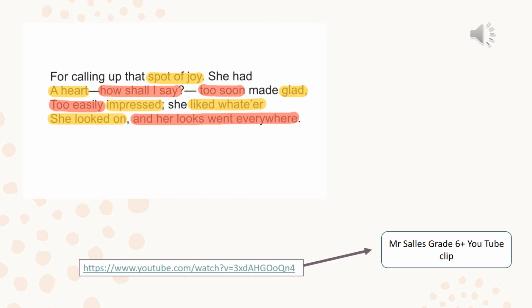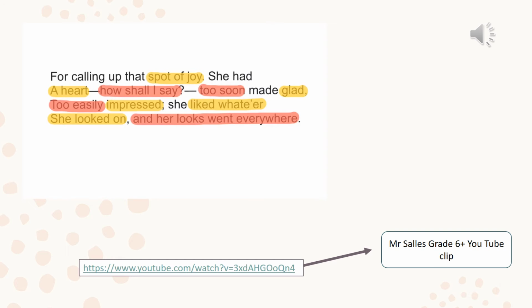And we can see the difference in the red. How shall I say? He's struggling to find words to explain his wife's feelings, because Browning is trying to show us he's incapable of feeling the same way, and he puts limits on everything. So she's too soon made glad, she's too easily impressed. So the Duke is all about negativity. He's about the absence of being positive, the absence of fully embracing life. And that again is an image of how power has corrupted him and made him less and not more of a human being.